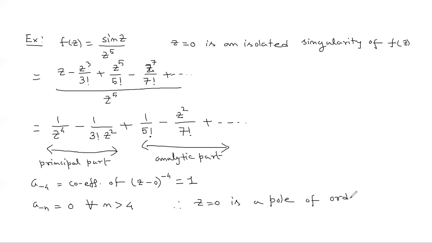of order 4. So here we can say whenever z0 is a pole, then in the Laurent series expansion about z0, the principal part contains only a finite number of terms.